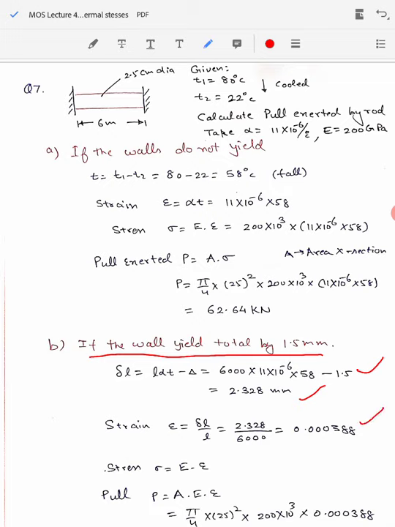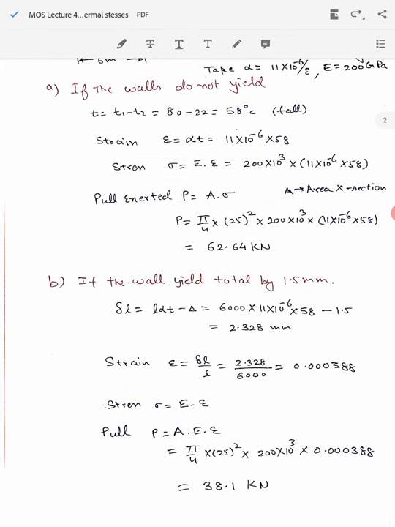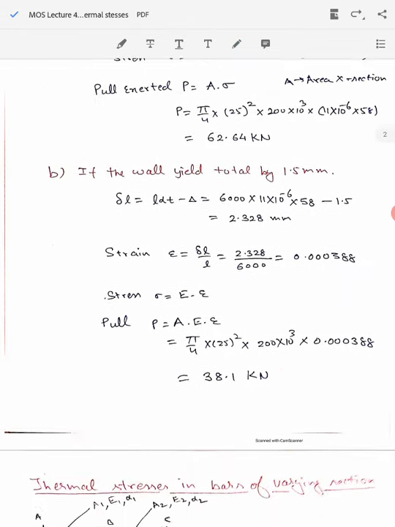We can calculate the corresponding strain by dividing it by the original length of the bar. We can find the stress, and multiplying the stress with the area of cross section of the bar, we can calculate the value of pull that is being exerted, and now the new value will be 38.1 kilonewton. So you can see these are very simple questions, and using this method we can find the tension, the stress values or the strain value that is being produced in the bar because of the change in temperature.